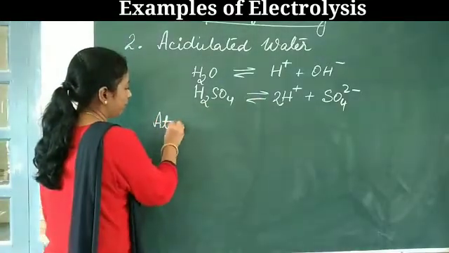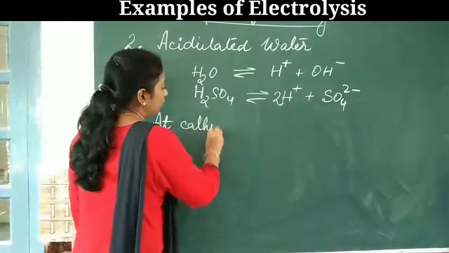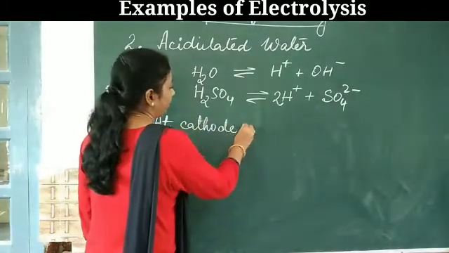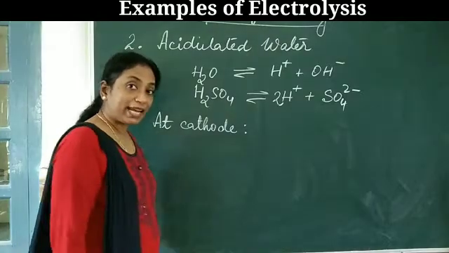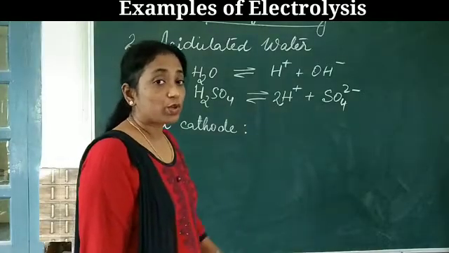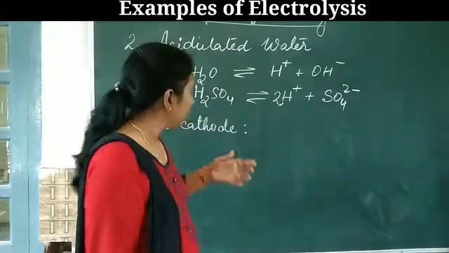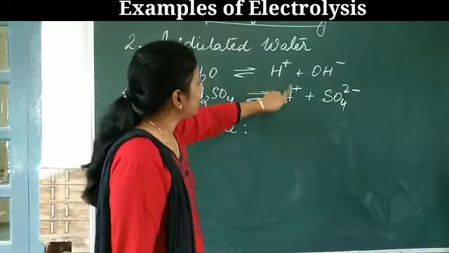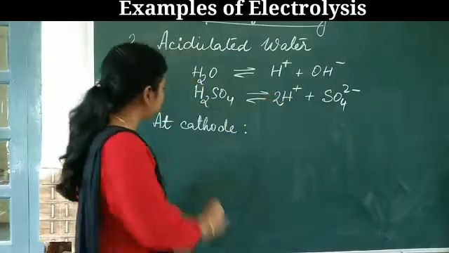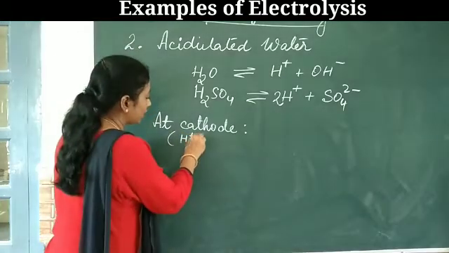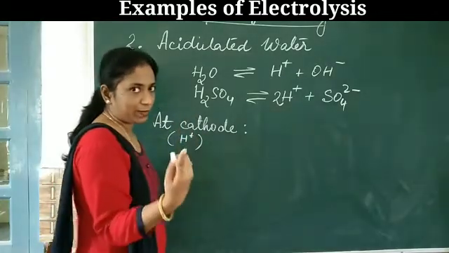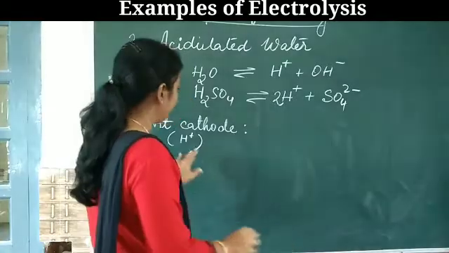Now, at the cathode, who will go to the cathode? Cathode is the negatively charged electrode, so the oppositely charged ions will be attracted towards the cathode. So which ion is present? In both cases it is H plus. Only one is there, H plus, so no selective discharge here.